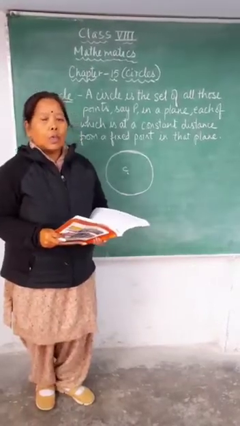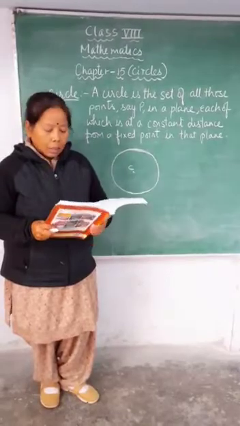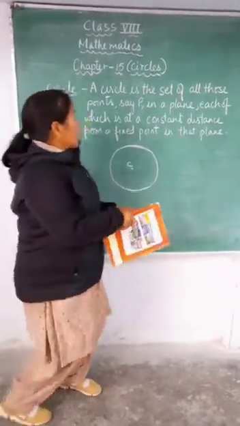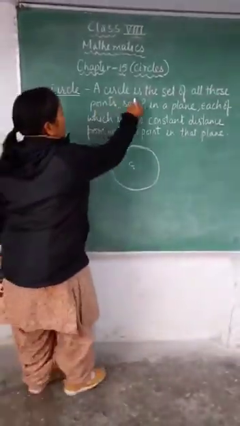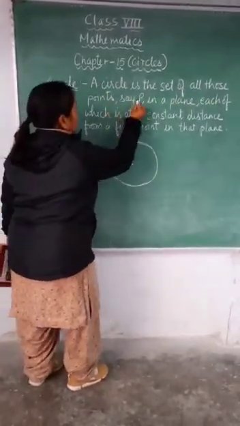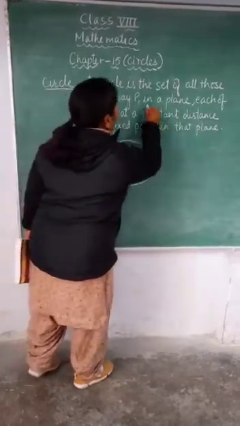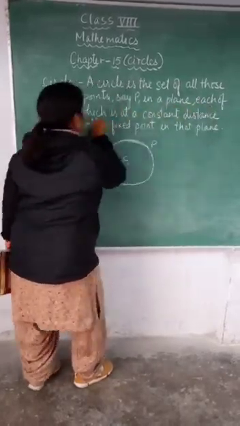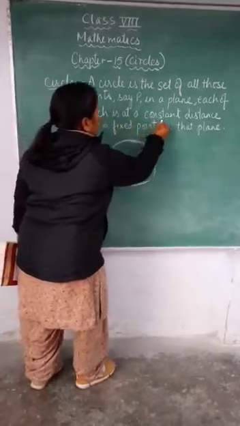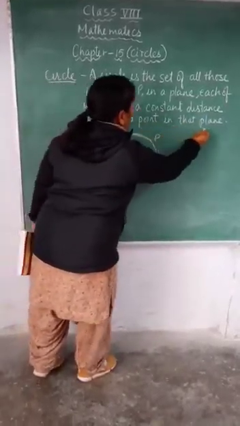Class 8. Today in this video I am going to start chapter 15, that is circle. And what is a circle? A circle is the set of all those points, say P is anywhere over here in a plane, each of which is at a constant distance from a fixed point in that plane.